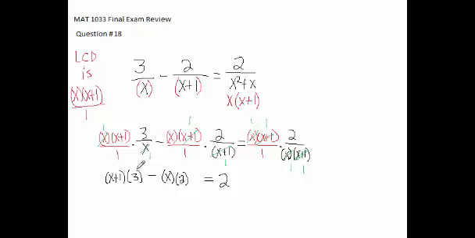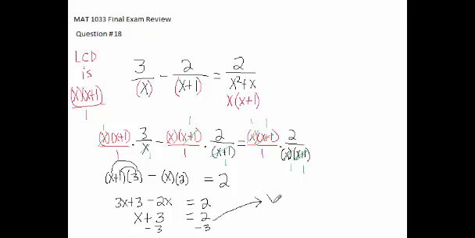Lots of parentheses, so let's go ahead and clear those. And then of course that's minus 2x equals 2. Combine like terms on the left, we see we just end up with x plus 3 equals 2. Subtract 3 from both sides, and we get the solution x equals negative 1.